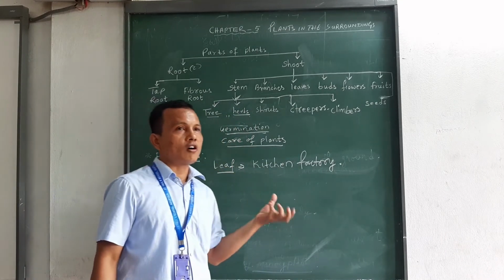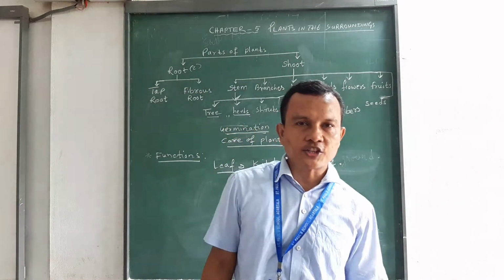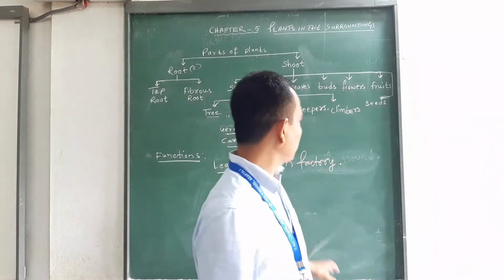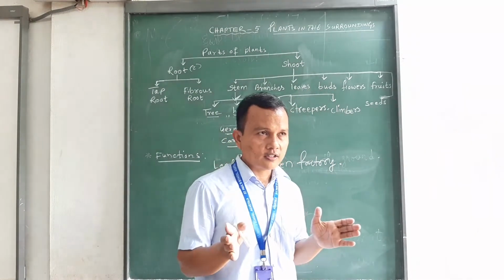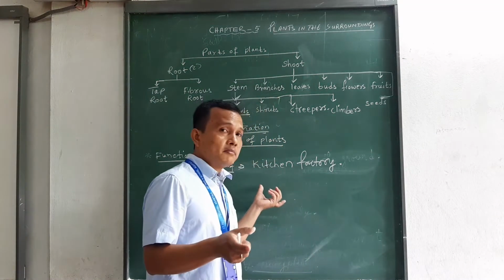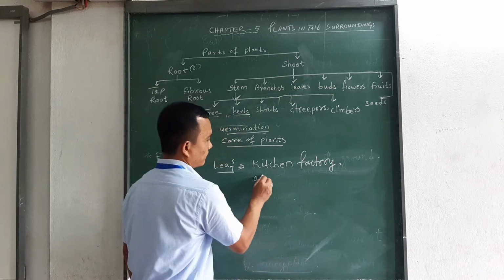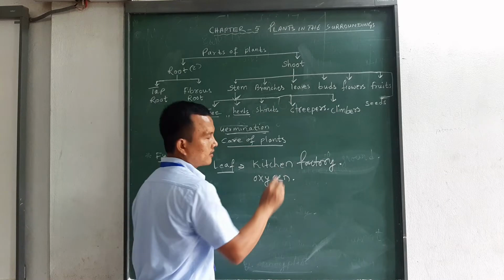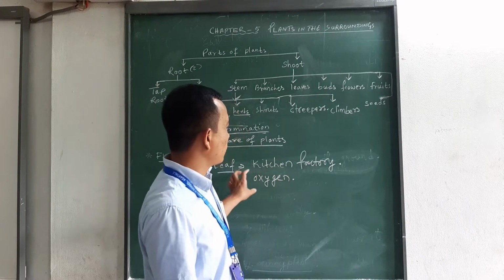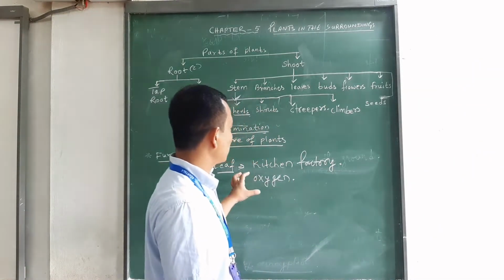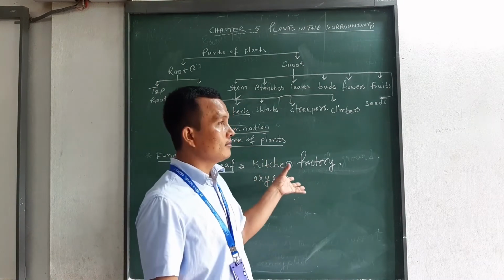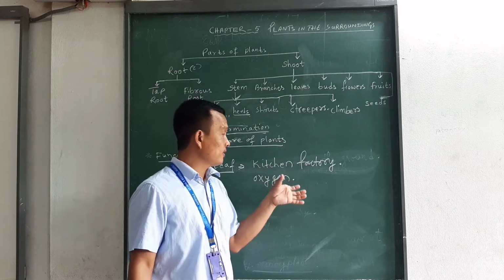Because leaf is the only part of the plant that manufactures or produces food for the plants. And not only that, the other function that leaves have is, when it manufactures its food, at the same time it also gives out oxygen. Oxygen is the air that we breathe in, which is very important for all living beings. Especially we human beings need oxygen. So we get oxygen from the leaves of the plants, from the green leaves.